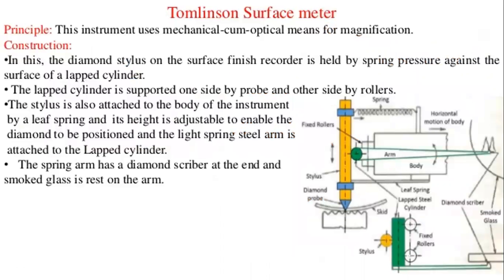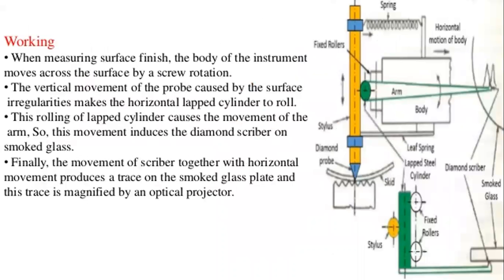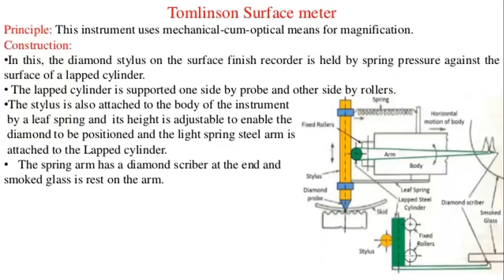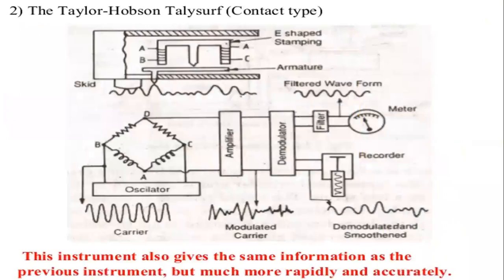And next one, the third type of measuring instrument is the Tomlinson surface meter. This is an important one, the Tomlinson surface meter. First of all, we are going to draw the principle of the Tomlinson surface meter.